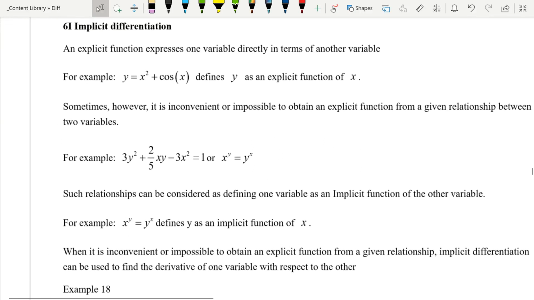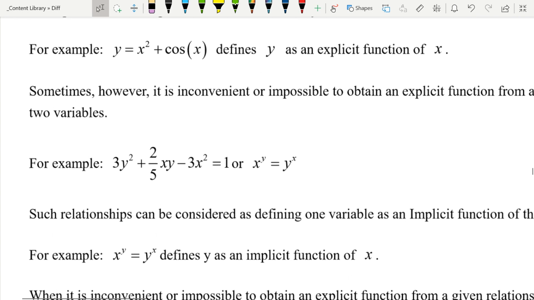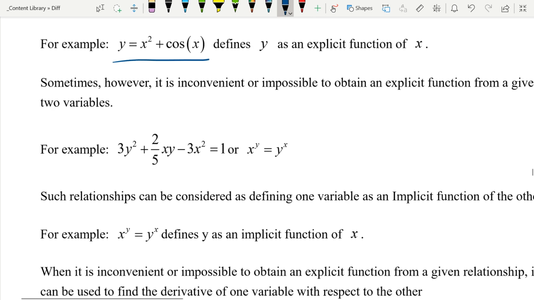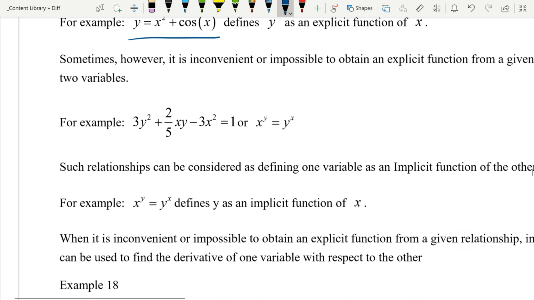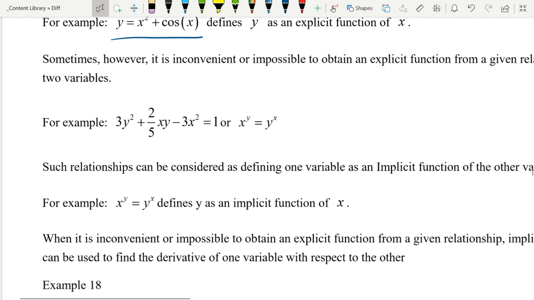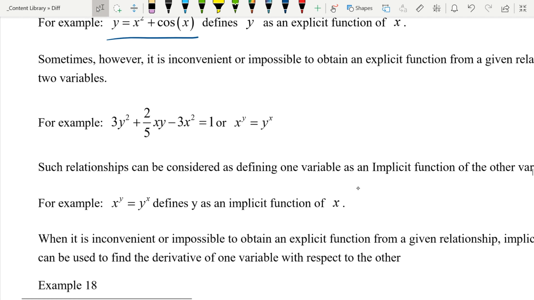Differentiation. An explicit function expresses one variable directly in terms of the other, like all the normal functions we have, for example y equals x squared plus cosine x. So y is all in terms of x. But sometimes it's inconvenient or impossible to make an explicit function, to make y the subject.